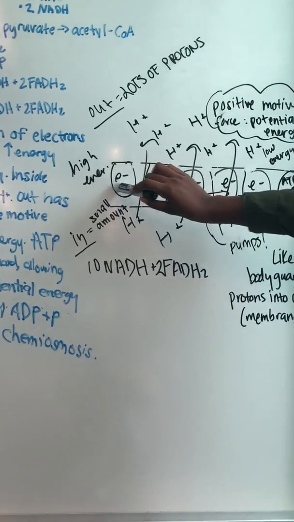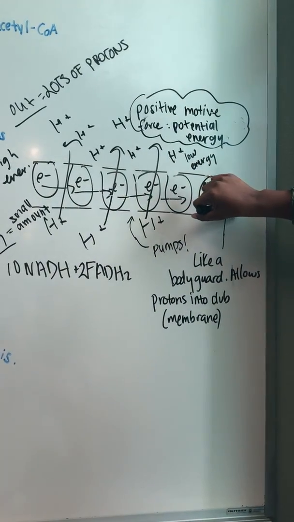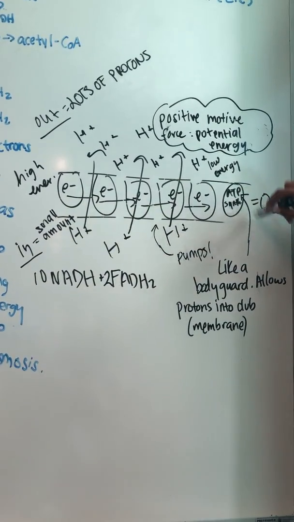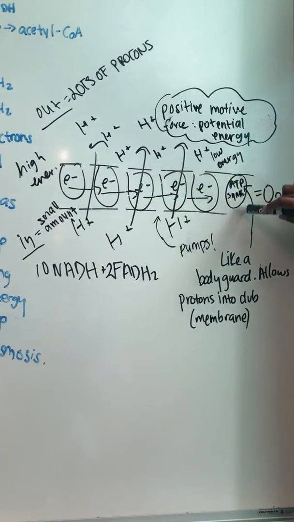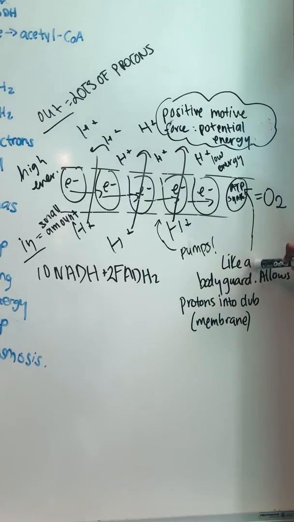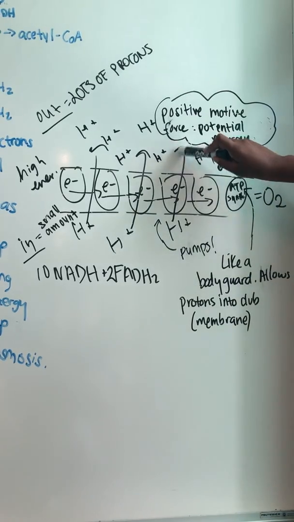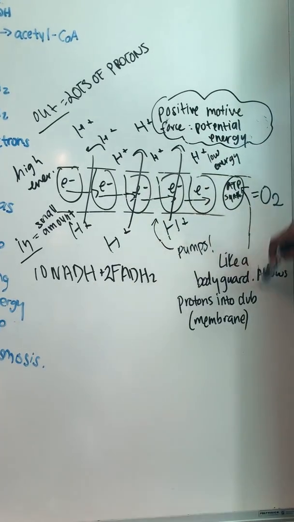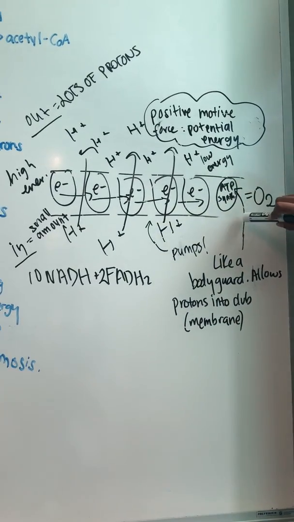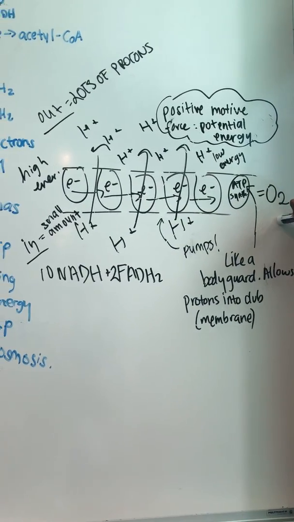And as the high energy goes towards the end of the chain, all the electrons are basically losing their energy, aka getting low energy. And then you end at the ATP synthase, which is like a bodyguard, and it's just going to be like, oh, hydrogens, you want to come back inside? Okay, I'll let you come back inside. And then that's into the plasma membrane. And then you're going to end this electron transport chain with oxygen.